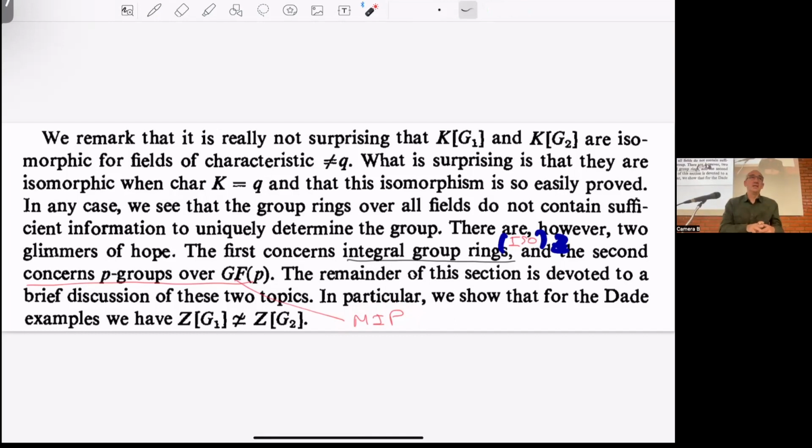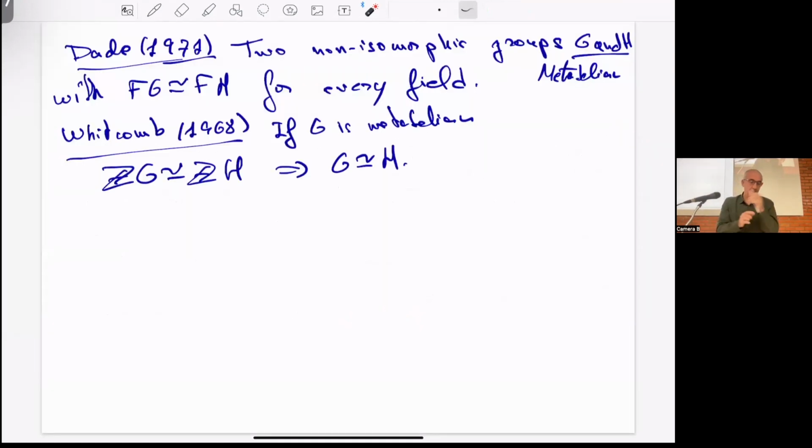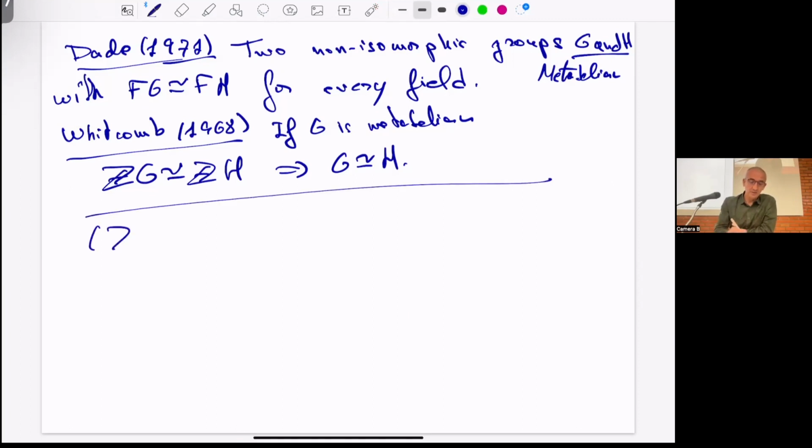Then Passman was saying that he was going to show this positive result by Whitcomb that I mentioned, over the metabelian groups, and these two groups, as I told you, were metabelian. So the isomorphism problem with integral coefficients has a positive solution. This is what Passman was doing. So there are these two questions. One that Passman was mentioning is the isomorphism problem over the integers, and the second is the modular isomorphism problem. And I will talk first a little bit about the isomorphism problem over the integers and later about the modular isomorphism problem.